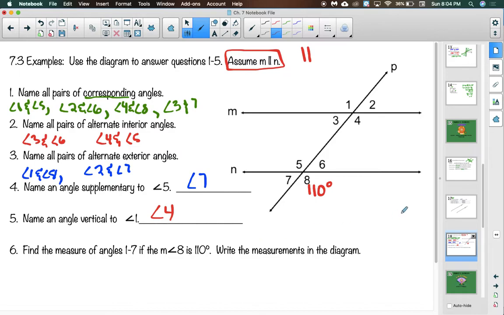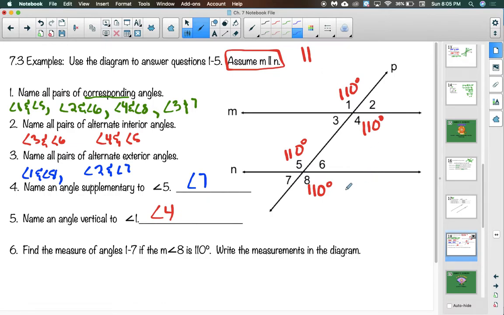So angle 8 is 110. That tells us that angle 5 is also 110 because they are vertical angles. If angle 8 is 110, then angle 4 is also 110 degrees because they are corresponding angles. We know that the corresponding angles are congruent because these two lines are parallel. If angle 8 is 110, then angle 1 is also 110 because they are alternate exterior angles. And since these two lines are parallel, alternate exterior angles are congruent.